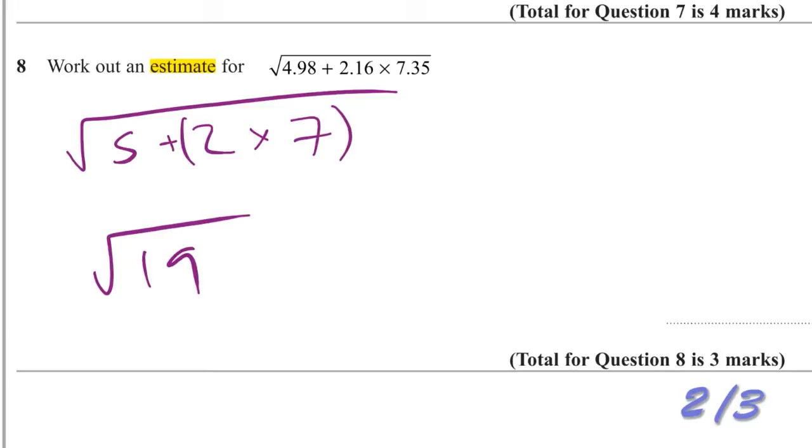So now we need to come up with an answer for the square root of 19. 19 isn't a square number, so it's not going to be a whole number answer. So let's think about our square numbers. We've got the square root of 16 would give us 4. 4 squared is 16. And the square root of 25 would give us 5. So square root of 19 is going to lie somewhere in the middle here. It's going to be somewhere between 4 and 5. 19 is closer to 16 than 25, so it is going to be closer to 4. So maybe something like 4.3.